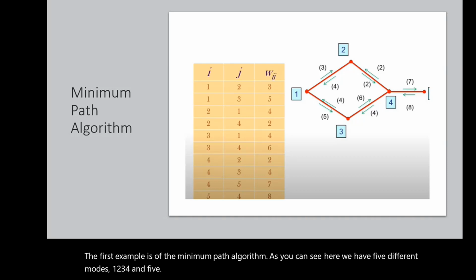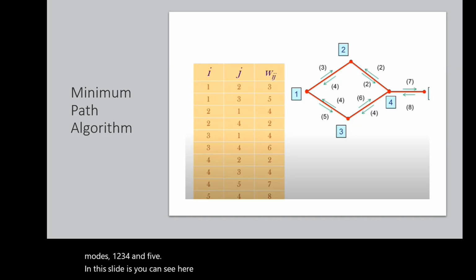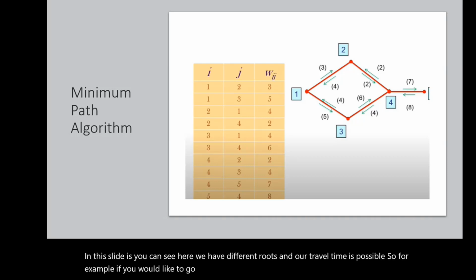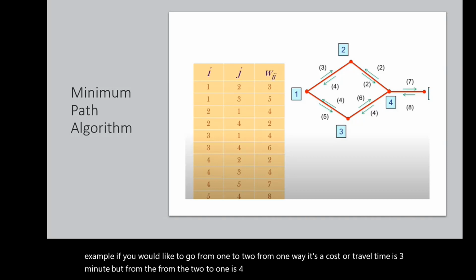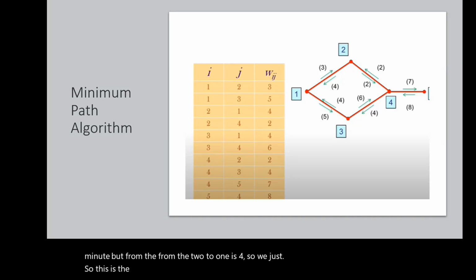In that slide, you can see we have different routes and travel times. For example, if you would like to go from 1 to 2, in one direction the cost or travel time is 3 minutes, but from 2 to 1 it is 4. These are the trips which are generated between 1 and 2.